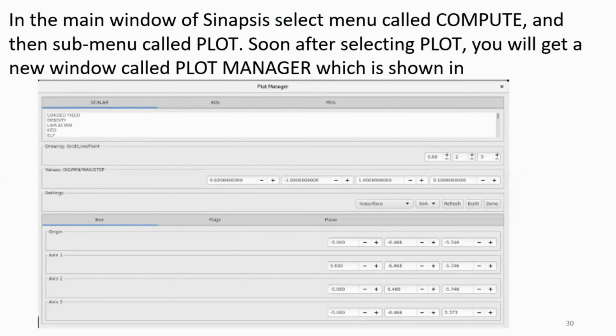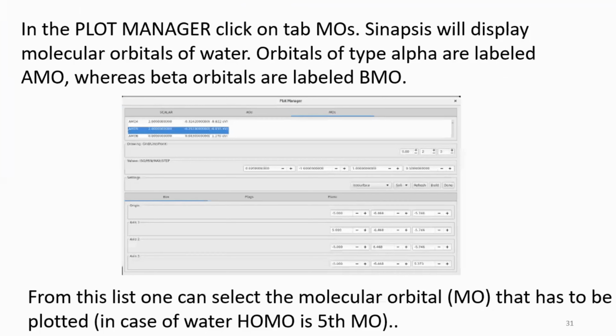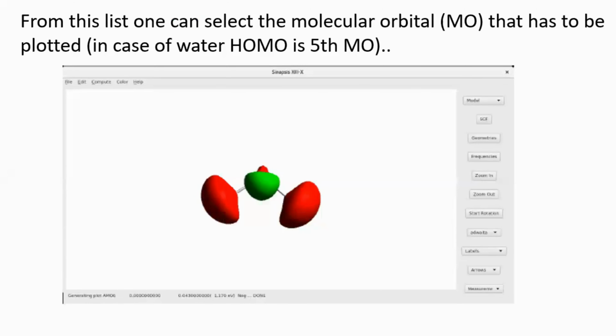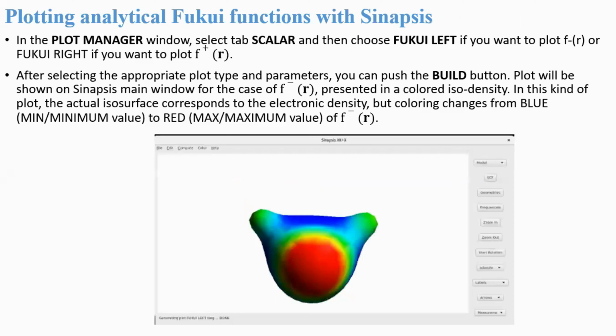And then you can go to the plot manager. You will see these parameters, then go for the MOS, meaning molecular orbitals, select the highest occupied molecular orbital, just click on it and give some suitable ISO values and grid values. You will get the HOMO orbital. Now, if you want to do the Fukui function, what do you have to do? Again, you go back to the plot manager, and at the scalar, you select Fukui left for the Fukui HOMO orbitals. Okay, you will see it like this.